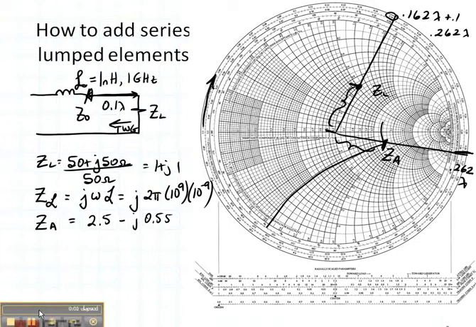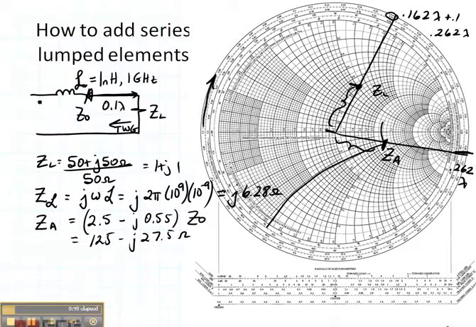Now continuing where we left off, we've just read the real and the imaginary part of ZA, and in order to get that in ohms, I need to multiply it by Z0, which is 50 ohms. That's going to give me 125 minus j27.5 ohms. Now let's see what our ZL is. ZL is 2 times pi, and that's about 6. So this is j, positive j6.28 ohms.